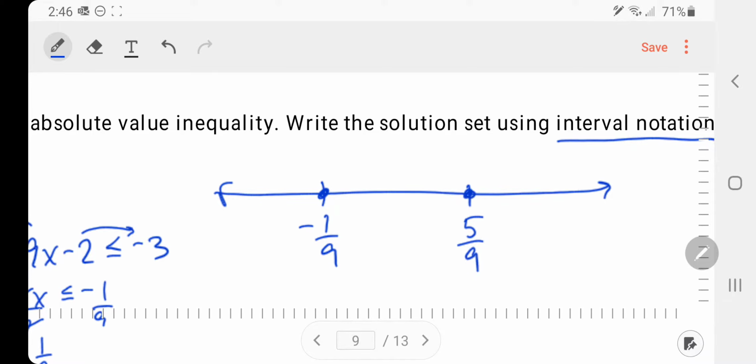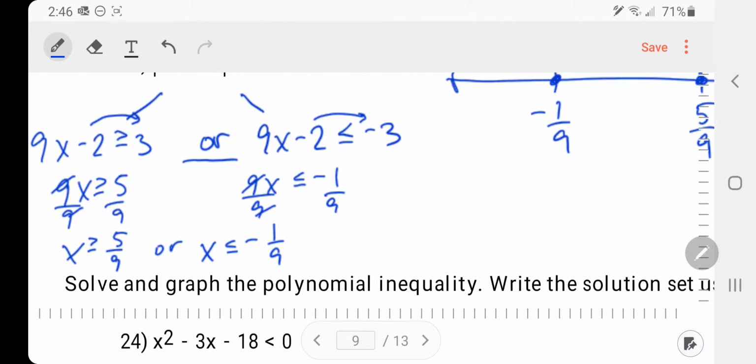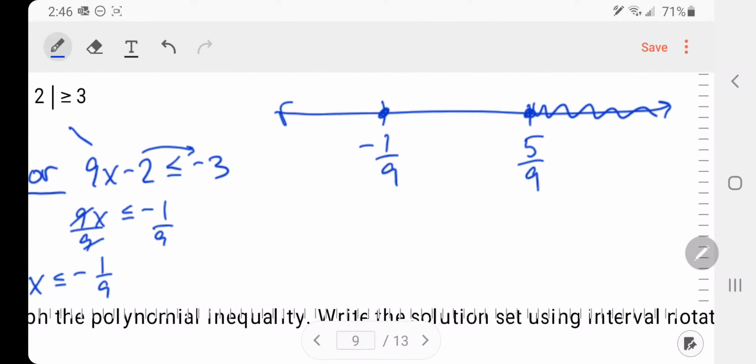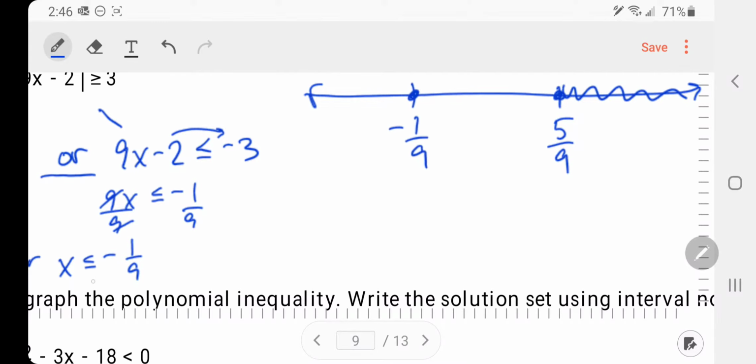And the last thing I need to do is decide where to shade. And that's based on the inequality. So look back at what it said. It said x is greater than or equal to 5/9, which means shading to the right of 5/9. X is less than or equal to negative 1/9. That means we're going to shade to the left of negative 1/9.